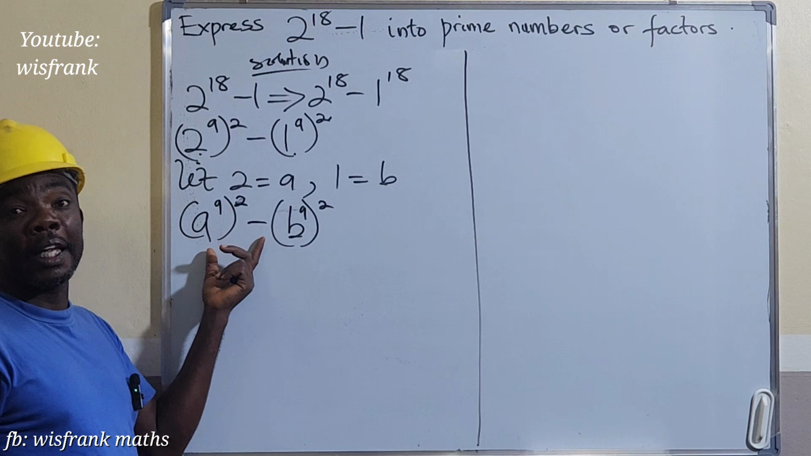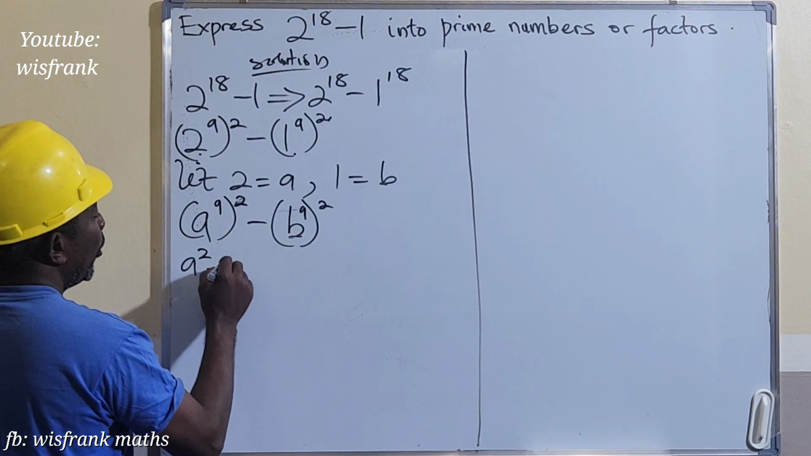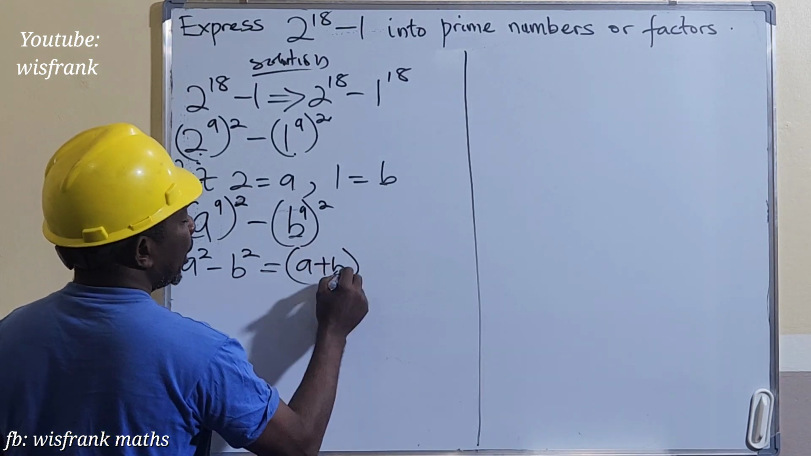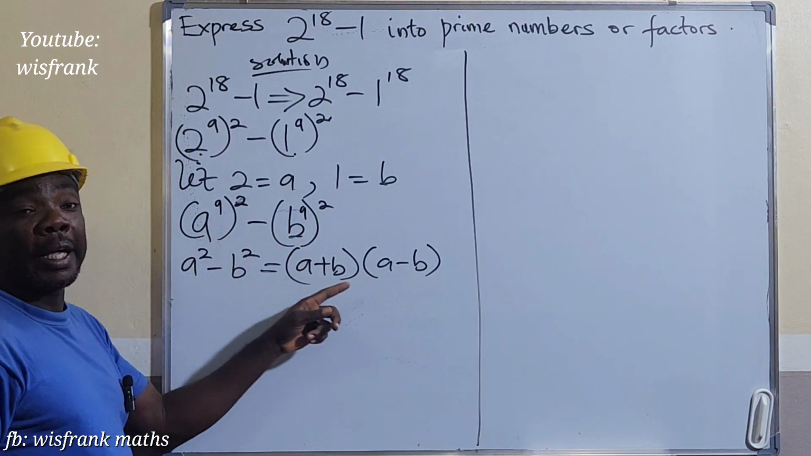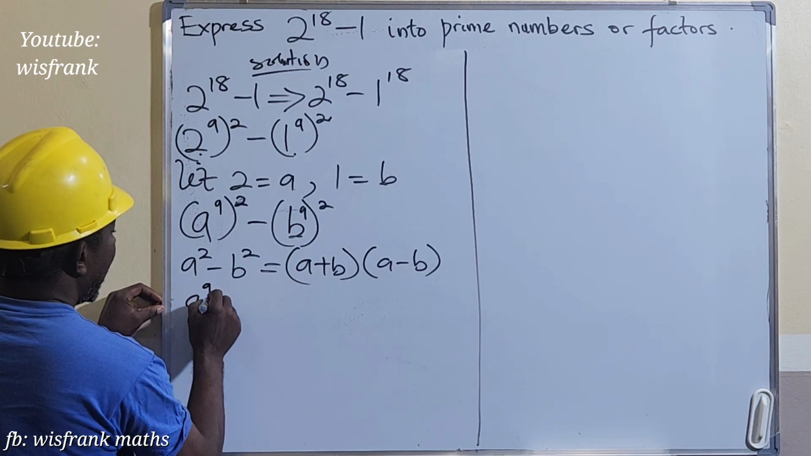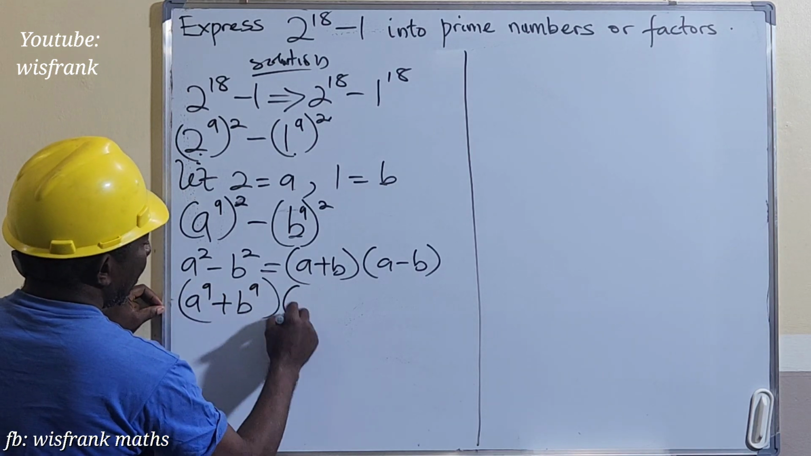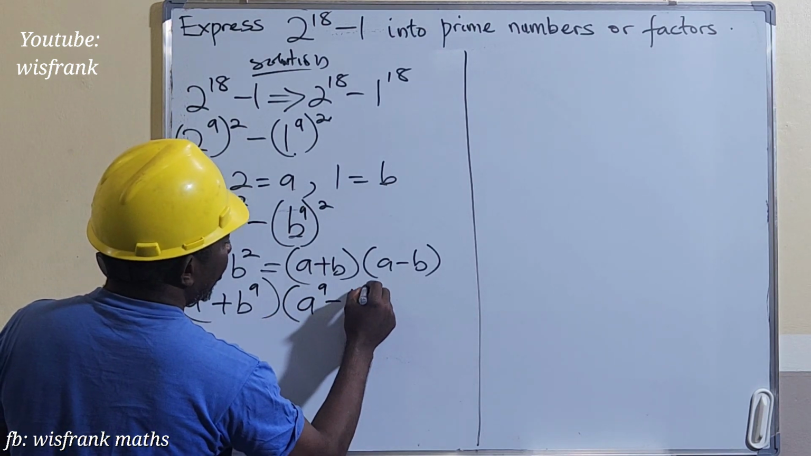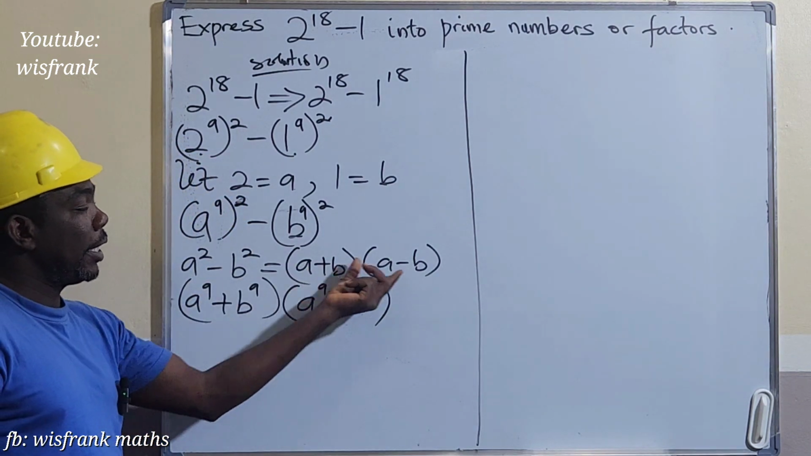You can see that this is a difference of two squares. When we have A to the power of 2 minus B to the power of 2, it is the same thing as A plus B into A minus B. So we are going to represent this in this format. This will become A to the power of 9 plus B to the power of 9 into A to the power of 9 minus B to the power of 9. So this is what we have. We are representing this in this format.